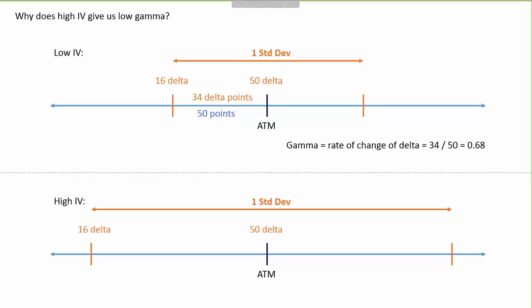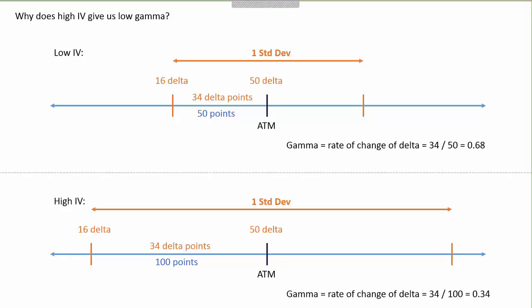So now instead of being away at 50 points, we still have 34 points over here, right? In terms of the travels from 50 all the way to 16, it's 34. But now we're spanning across 100 SPX points, not 50, right? So what that implies, if we now look at gamma, is that the gamma in high IV here is 34 divided by 100, and that's 0.34.